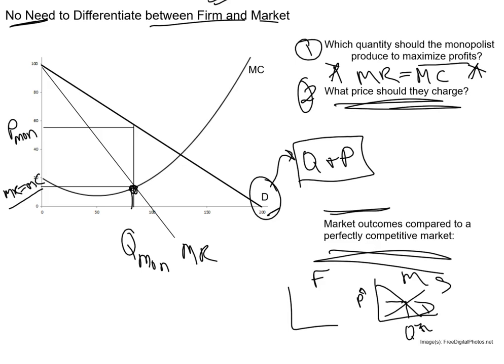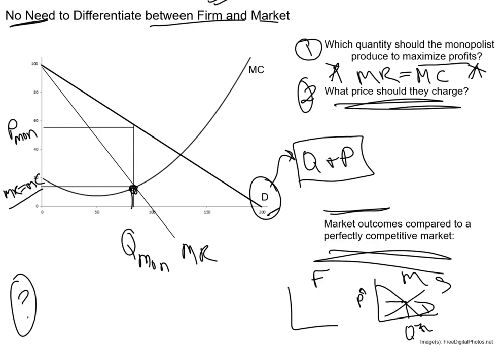Do we have a demand curve in this monopoly graph? We do. This demand curve right here corresponds to the demand curve that we were considering for a market in a perfectly competitive market. As a question, is it realistic to assume that consumer demand doesn't depend on the market structure?